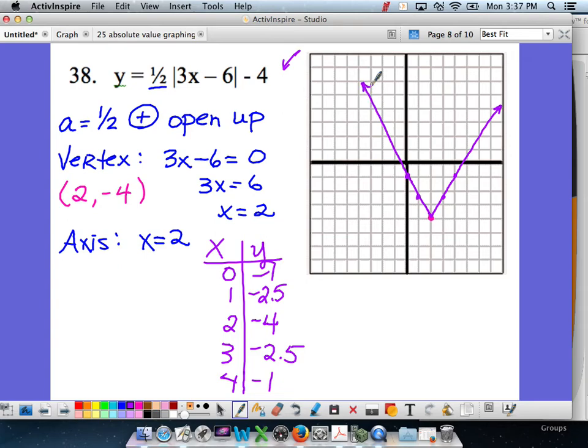And if you have to graph an inequality, if it's greater, it would shade up. If it were less, it would shade lower down here. But the graphing would be the same. So this is how to graph an absolute value.